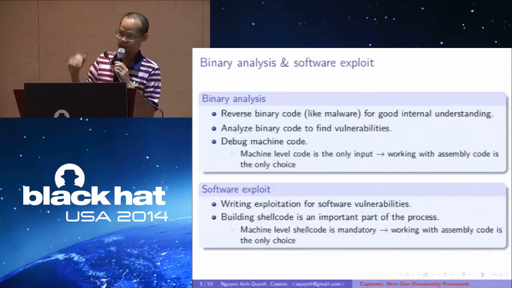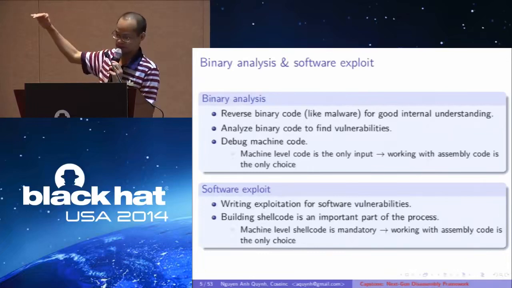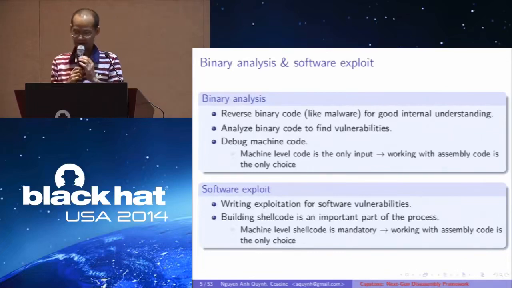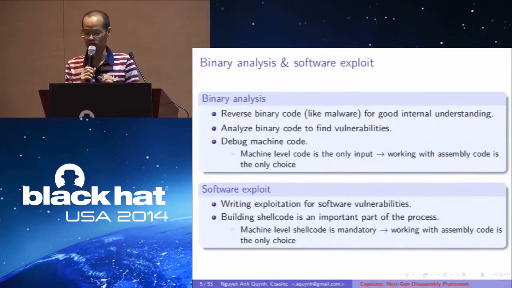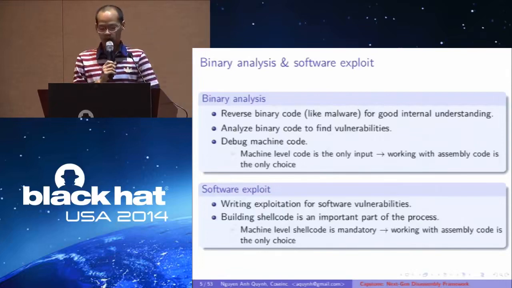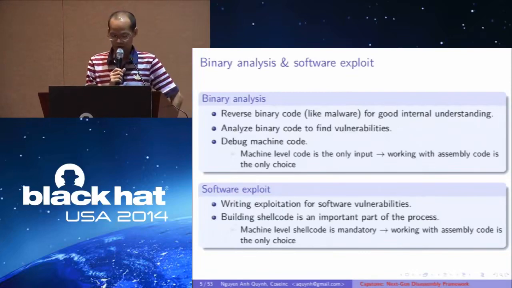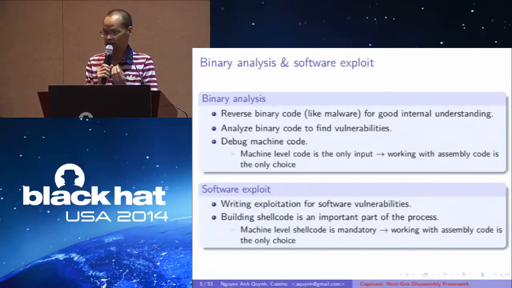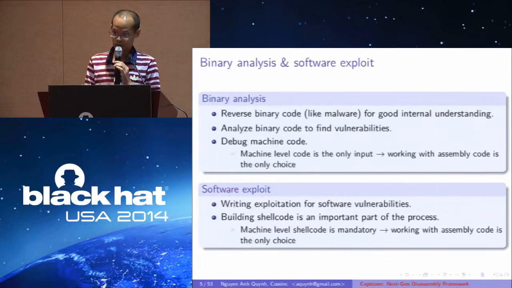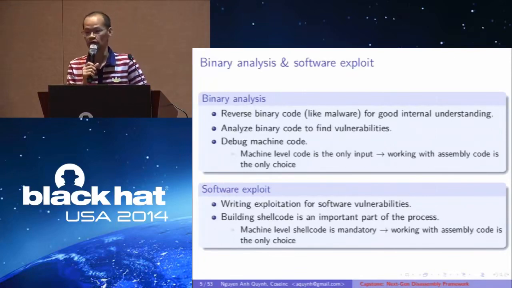And in all of those cases, you have only machine code. You don't have source code. So the only choice, if you work in these areas, is that you need to work with assembly code. That's the only choice. The second area, software exploit. So you need to write exploits for your bugs. You found some bugs and you need to write exploits as well. And building shellcode is an important part of this process, right? And you need to build shellcode, which means you need to write machine level shellcode. And also here you need to work with assembly code as well. There's no choice.